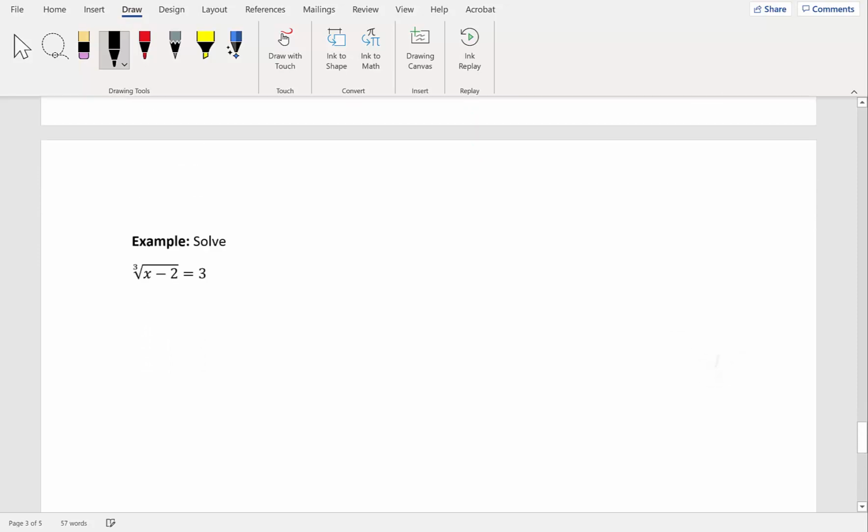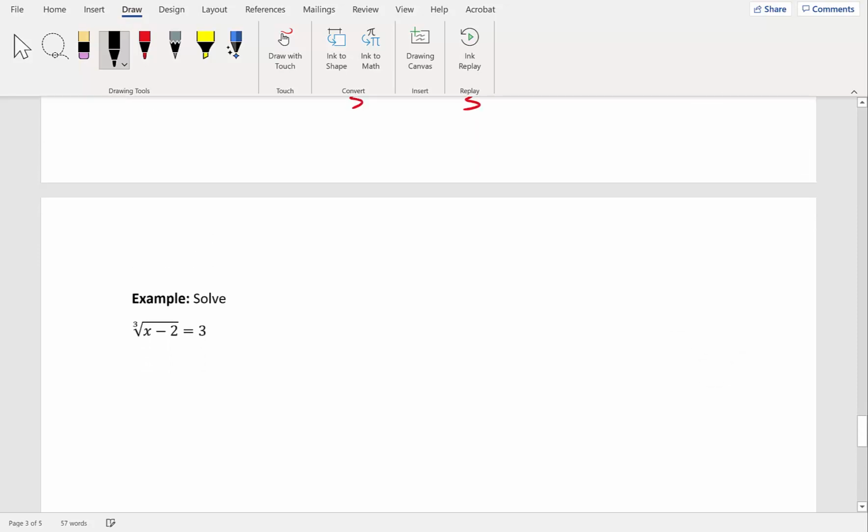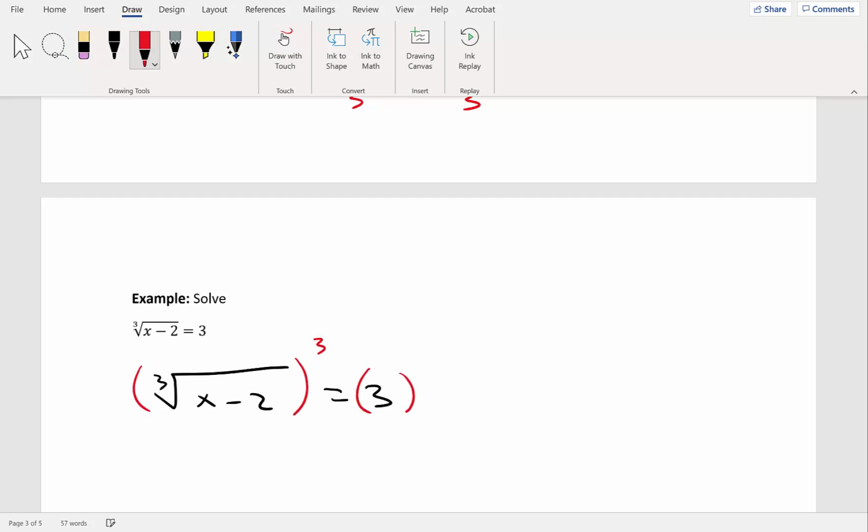Let's take a look at one last problem. So solve the cube root of x minus 2 is equal to 3. All right, well, in this particular problem, our radical expression is already isolated. So I'm going to raise both sides to the power of the index, which is 3. So the cube root and the third power cancel out. So I have x minus 2 is equal to 3 raised to the third power, which gives me 27.